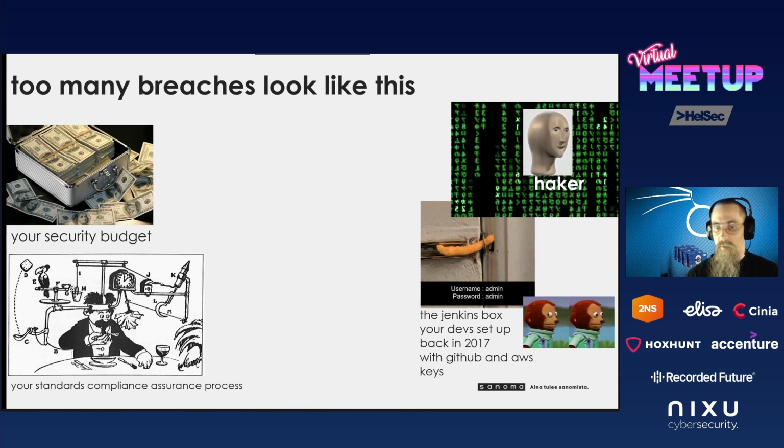You might have some processes to make sure you comply with standards, either your own internal standards or external standards. But that also doesn't matter, because if anybody is motivated to breach you and steal your stuff, they will always find the easiest way in. That could be, for example, a Jenkins box that some developers set up a couple of years ago and forgot, with a shell on top of it or something. So you would want to avoid this from happening.